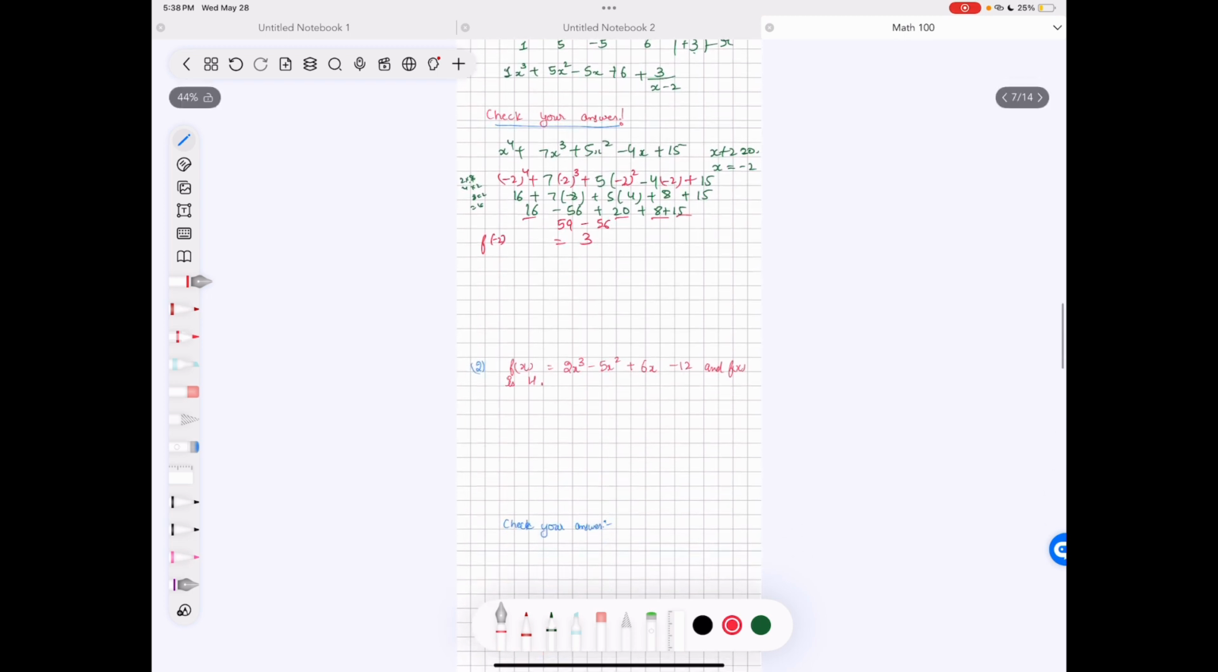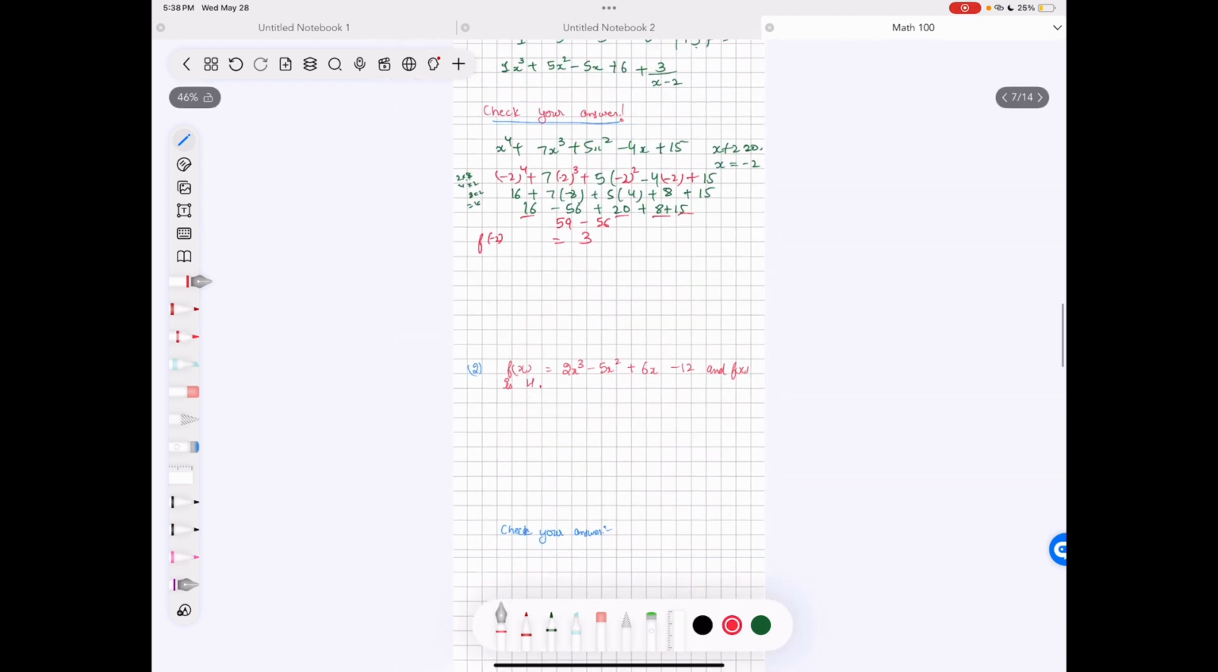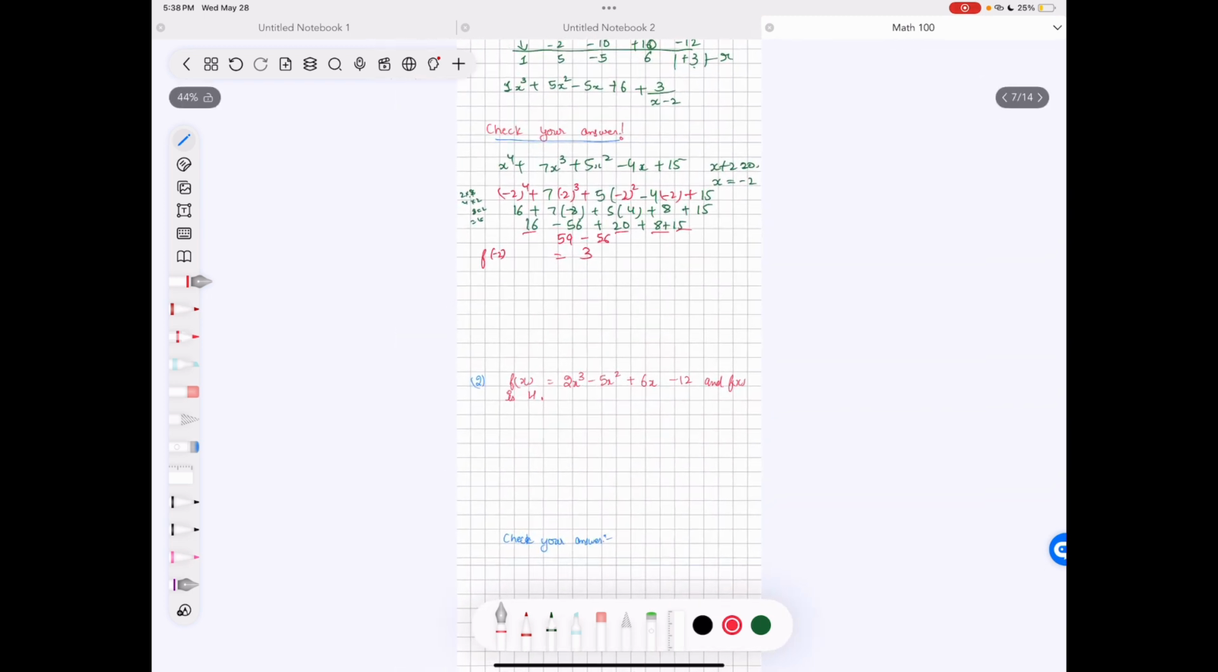remainder theorem. And now I'm going to do one more example, but this time I'm going to put in the value first and check what answer I get at the end, and then I'm going to do the synthetic division for it. So my f of x is given, I already know that, so I'm just going to put the value in for the x.